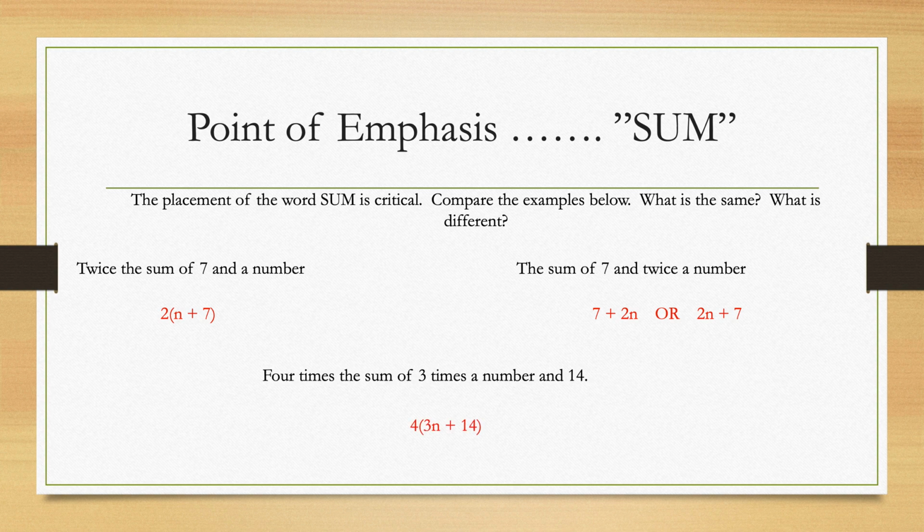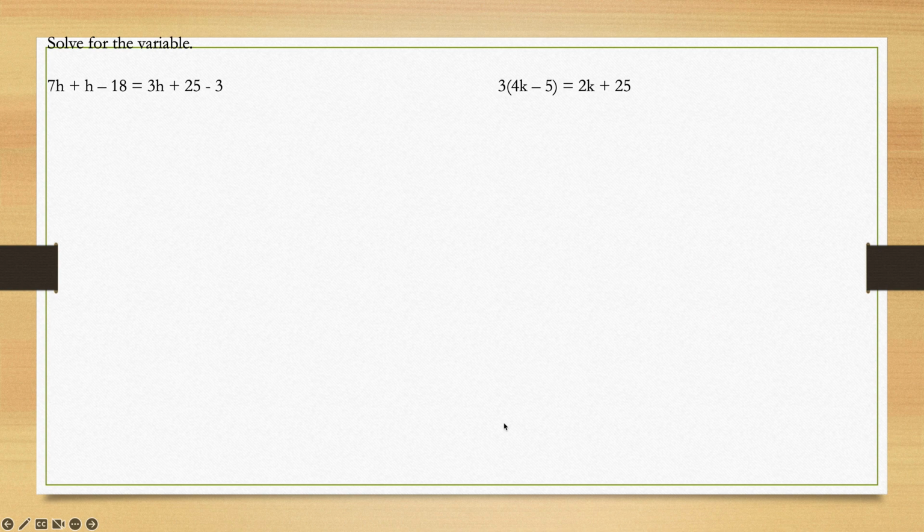Okay. So 4 times the sum of 3 times a number and 14 is 4 times (3n plus 14). Good. Okay. Remember, 4 times the sum. So you have to get the sum, which is 3n plus 14, then 4 times that sum, and that's why it's grouped together. Okay, solve for the variable. You have 2 of them to do there. Go ahead, stop and start. You know the drill.